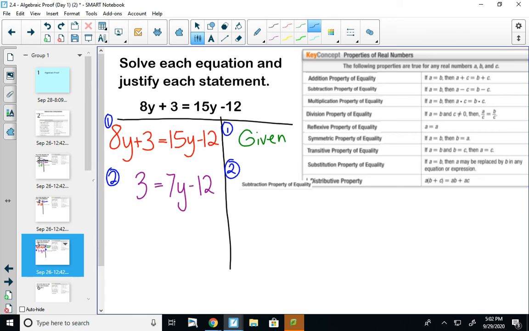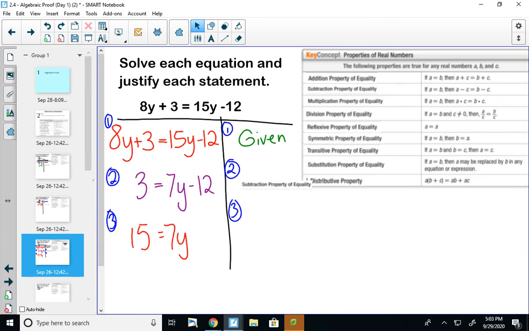Next thing I'm going to do when solving this problem, I think I will add 12 onto each side. So 3 plus 12 is 15. That'll be equal to 7y. And then justify it, write down what you did. Well, I just used addition. That is the addition property of equality.